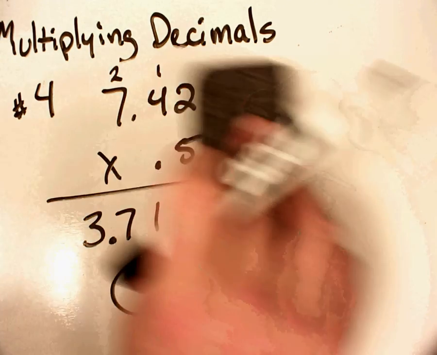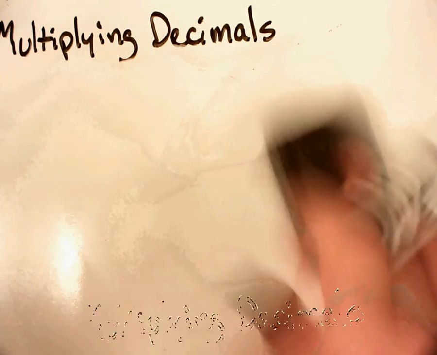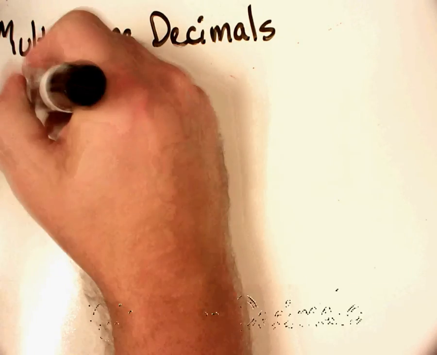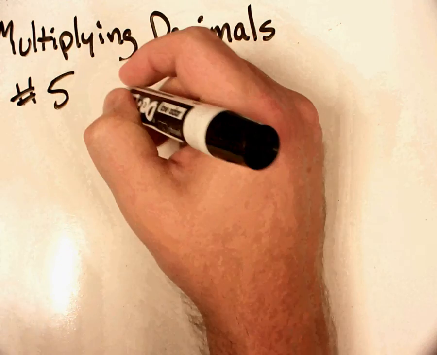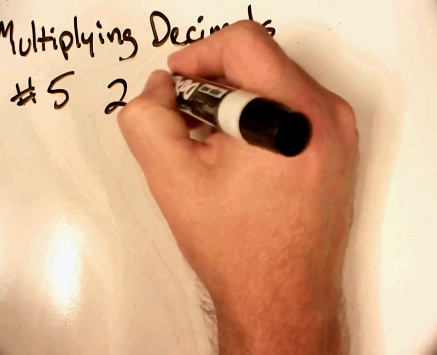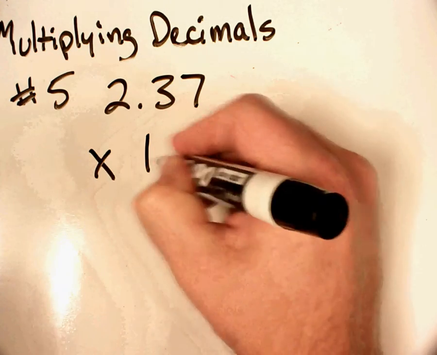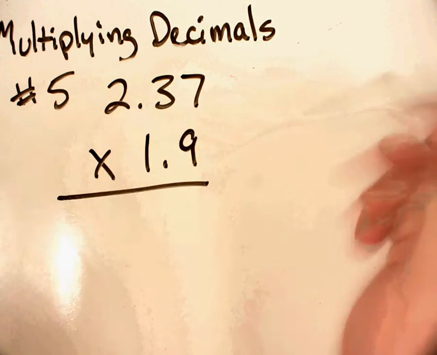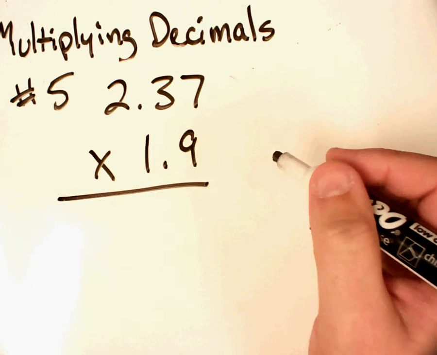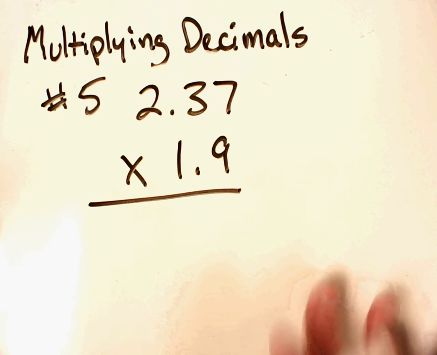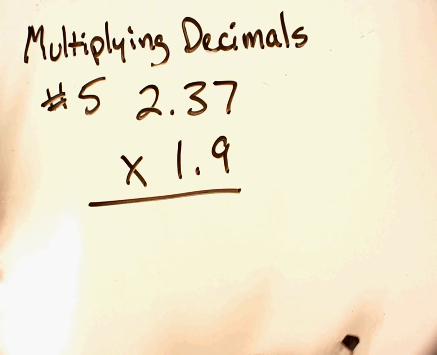Okay. Let's very quickly do numbers 5 and 6. So number 5 is 2.37, or 2 and 37 hundredths, times 1 and 9 tenths. And again, if you're to this point, I really want you to try to pause the video, try to do it on your own, and then come back and check your work after you finish.